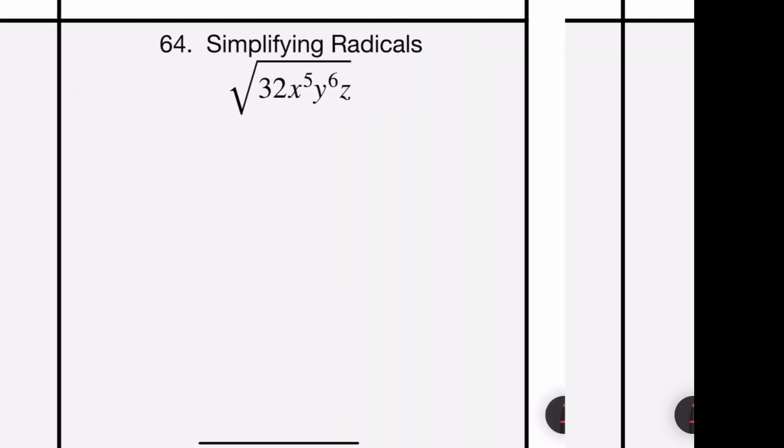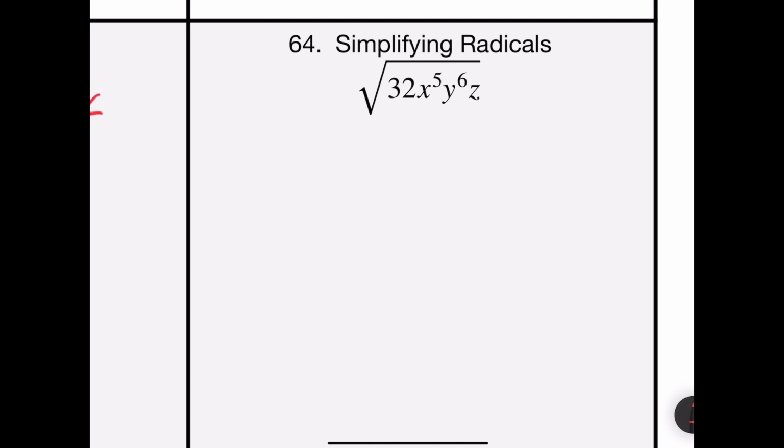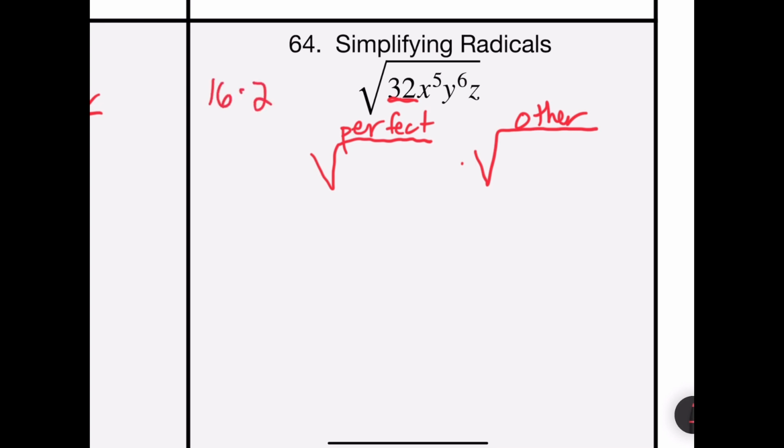10. Problem number 64 is also simplifying radicals. It says the square root of 32x to the 5th, y to the 6th, z. So again, I'm going to use the product property for radicals, and I'm going to break it into perfect square factors and non-perfect square factors. So perfect square factors here, everything else here. If I think about my number 32, I know that there's a perfect square number, 16 times 2. So 16 will go in the perfect square radical, 2 will be in the other.